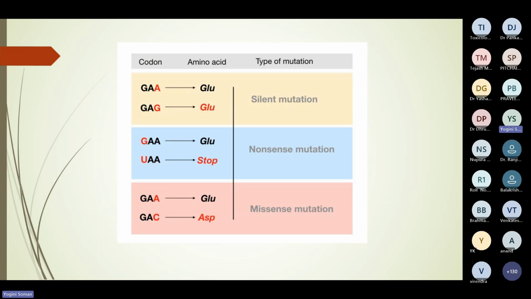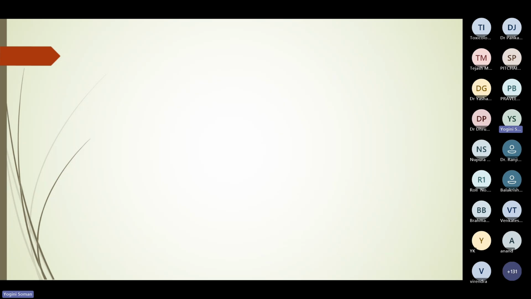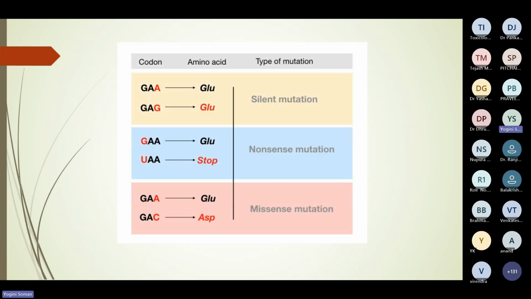So first is a silent mutation. There is a change in the nucleotide. You can see in the first part of the figure, there is a change in the nucleotide A to G, but there is no change in the amino acid. Then the next is a missense mutation. There is a change in the amino acid. Sorry, the change in the nucleotide A to C, and there is a change in the protein synthesis.